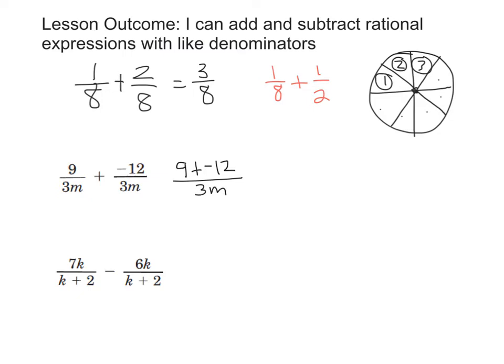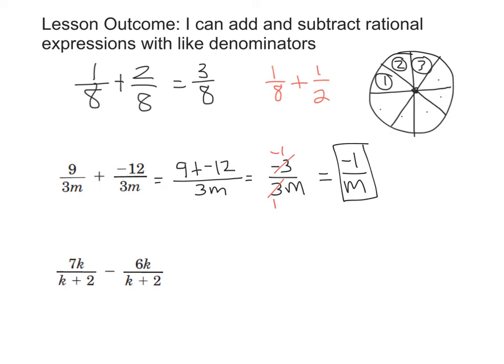And then we have to simplify the numerator. 9 plus negative 12 is negative 3. So we have negative 3 over 3m. Now, you might think that we can just leave this answer as it is, but we actually can simplify it. Because negative 3 is a factor and 3 is a factor of the denominator, and we can simplify common factors. So, if I divide negative 3 by 3, I get negative 1, and if I divide 3 by 3, I get 1. Our final answer, therefore, is negative 1 over m.